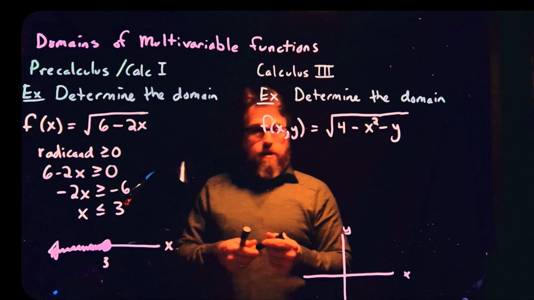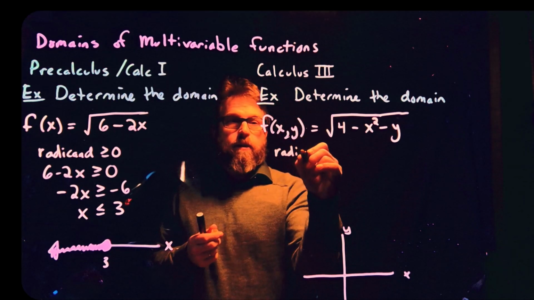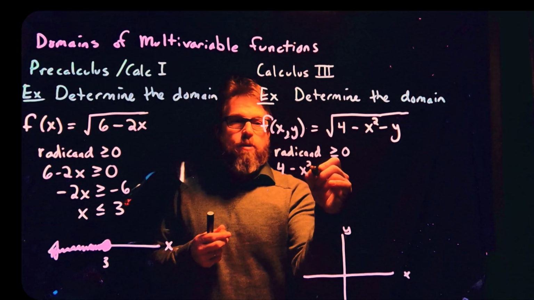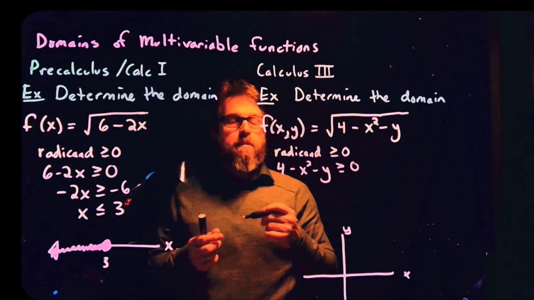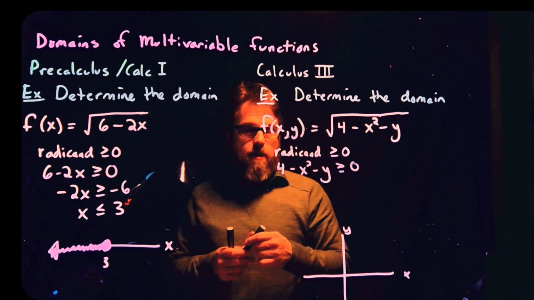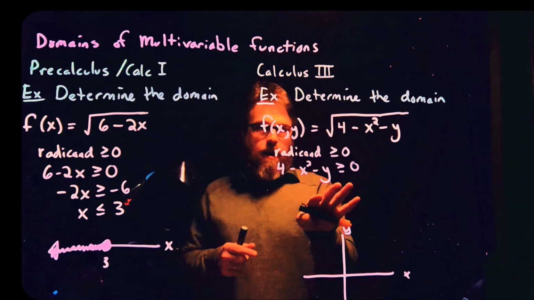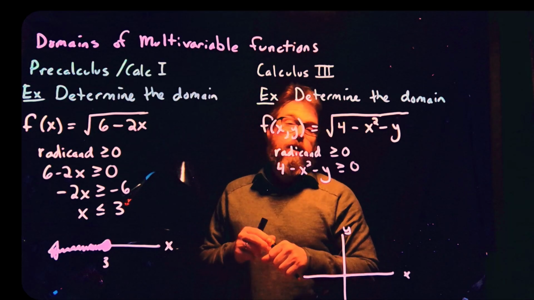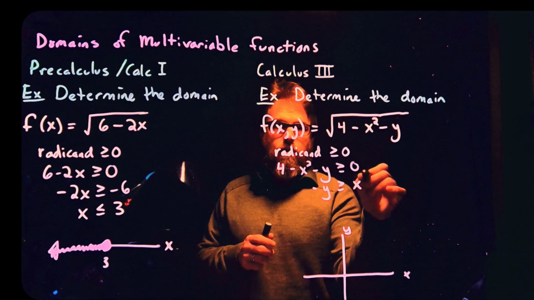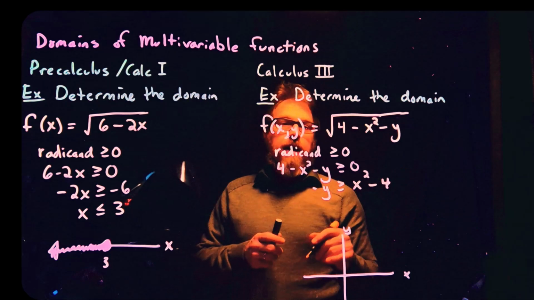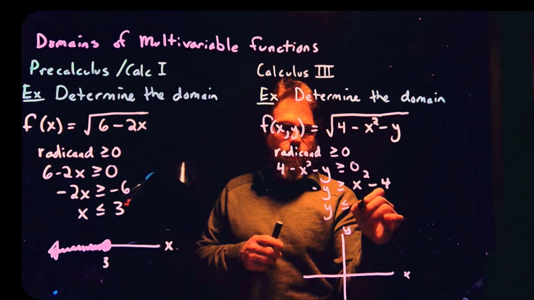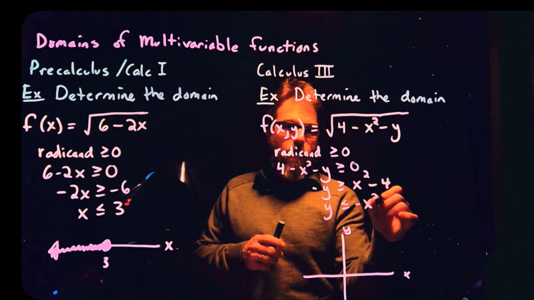Okay, so very similar problem. The radicand has to be greater than or equal to 0. So then 4 minus x squared minus y has to be greater than or equal to 0. And then again, we're going to go ahead and solve this thing for y because I can see that y doesn't have any power on it. It's just easy to do so because if I solve it for y, I'm going to get something that's familiar. I'm going to get a function I know how to graph. So minus y is going to be greater than or equal to x squared minus 4. And then finally, multiplying both sides by -1 is going to switch the sign. So y is going to be less than or equal to negative x squared plus 4.